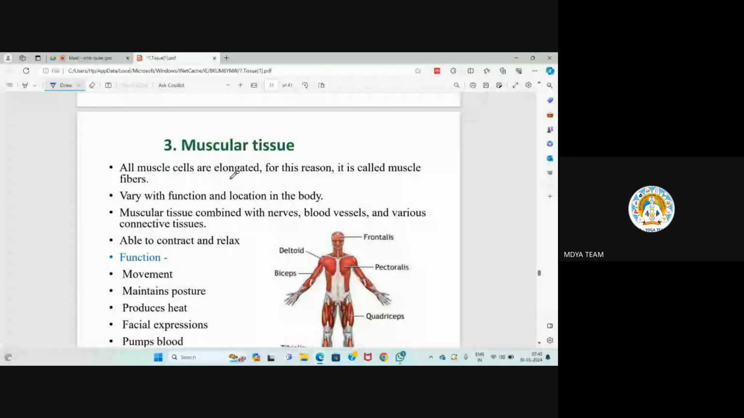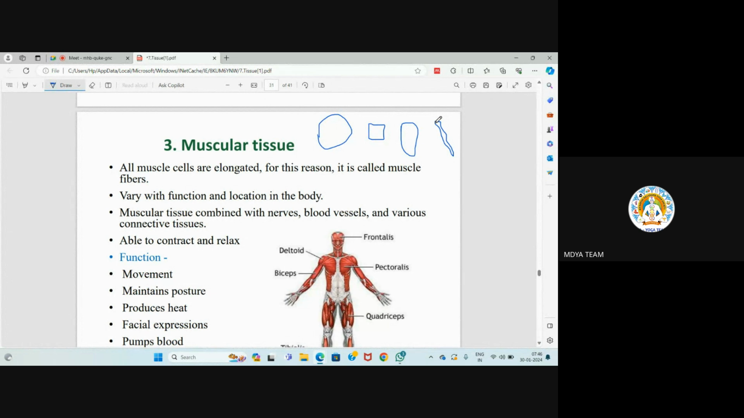Elongated means they are a bit longer. If we go for normal cells of the body, generally we have seen that cells in epithelial tissue are cube shaped, flattened, cylindrical, or columnar, but muscle cells are a bit elongated. Elongated means they are a bit longer. So muscle cells are a bit longer.